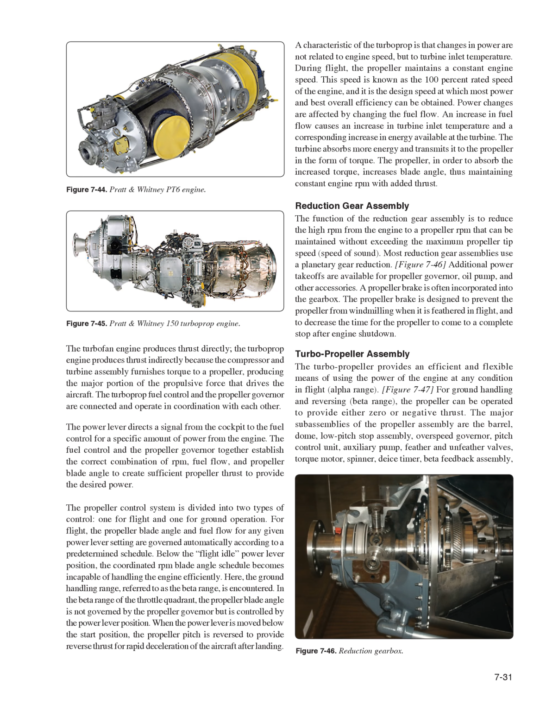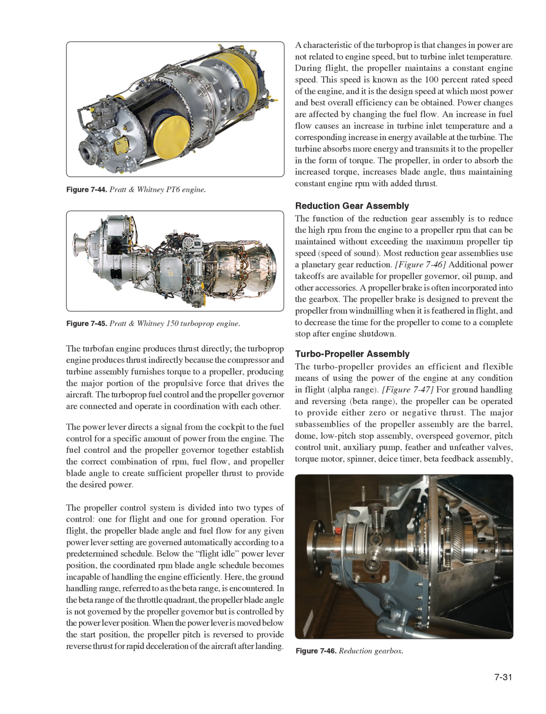The turboprop fuel control and the propeller governor are connected and operate in coordination with each other. The power lever directs a signal from the cockpit to the fuel control for a specific amount of power from the engine. The fuel control and the propeller governor together establish the correct combination of RPM, fuel flow, and propeller blade angle to create sufficient propeller thrust to provide the desired power.